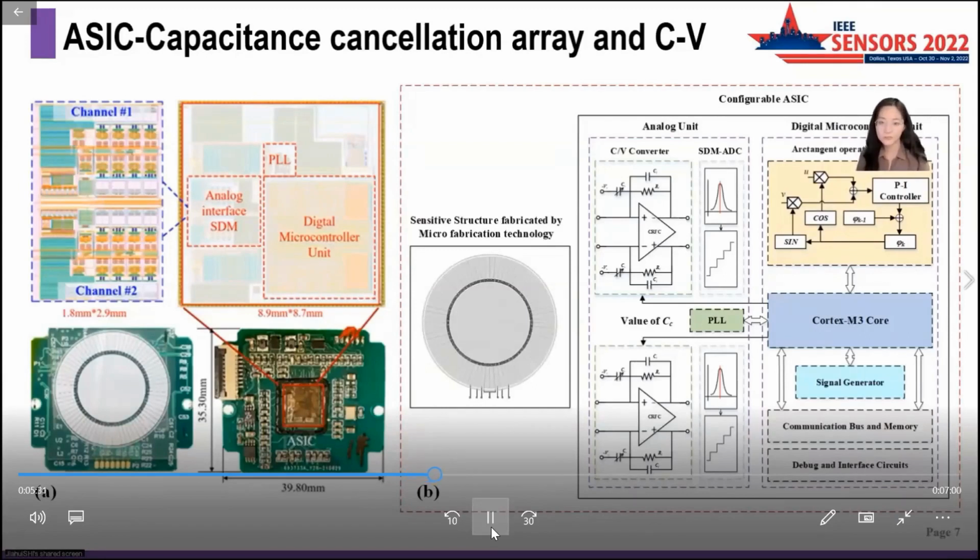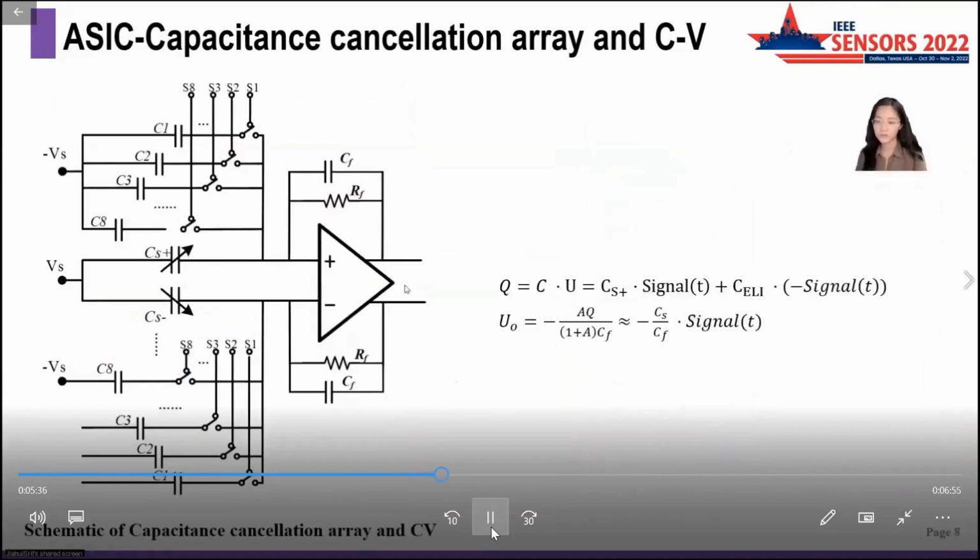To ensure that the scale factor of the capacitor voltage ratio is maximized at low voltage, the DC capacitor cancellation array is used to cancel the DC component in the detection capacitor. Then a CV converter is used to convert the detection capacitance signal into a proportional voltage signal. In the formula shown here, we can see how the DC component of the detection capacitor is cancelled, and then the charge of the capacitor is transferred into a voltage signal by the CV converter.